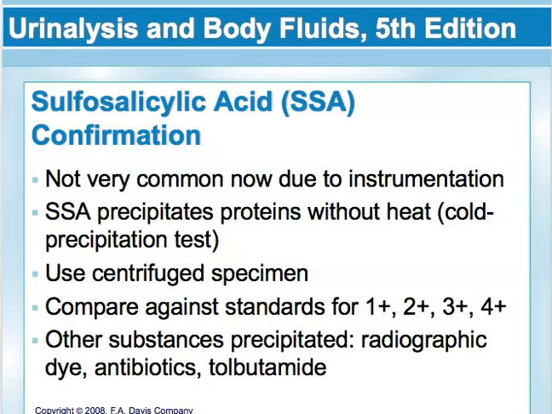Okay, the sulfosalicylic acid or SSA, this is one of those confirmation tests I mentioned in lecture 1. So this is a confirmation test that is performed on positive reagent strip reactions for protein. A cold precipitation test that reacts equally with all forms of protein, so it can detect Bence-Jones, globulin, albumin, etc. You've got various concentrations and amounts of SSA that can be used to precipitate proteins.